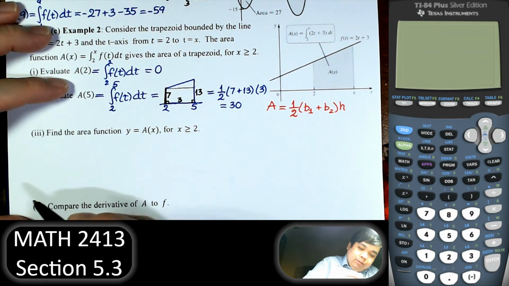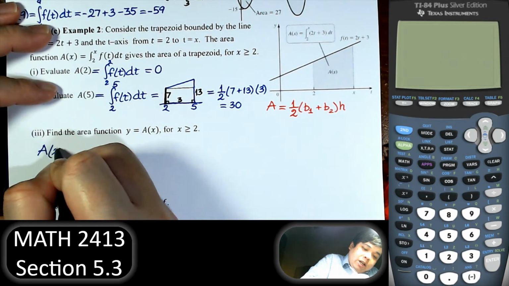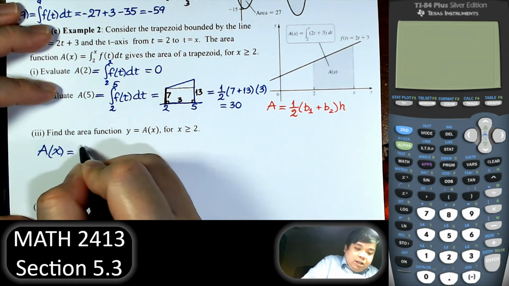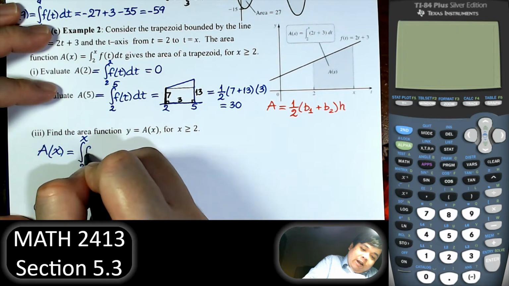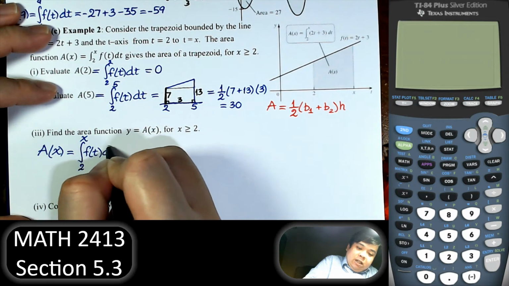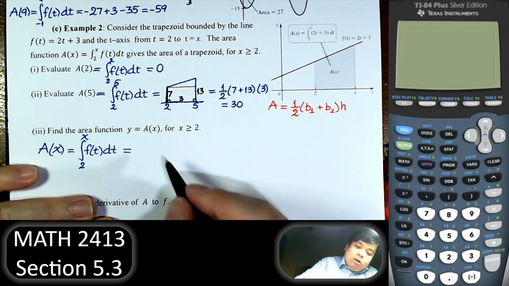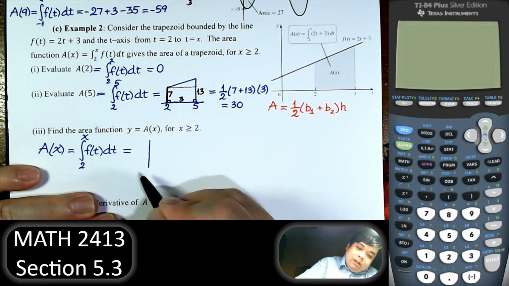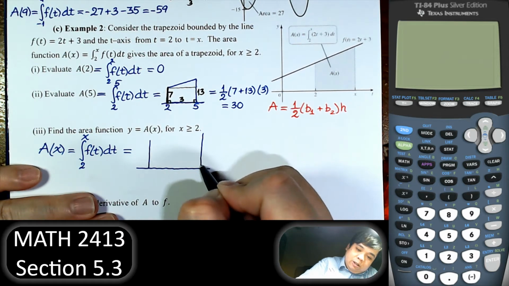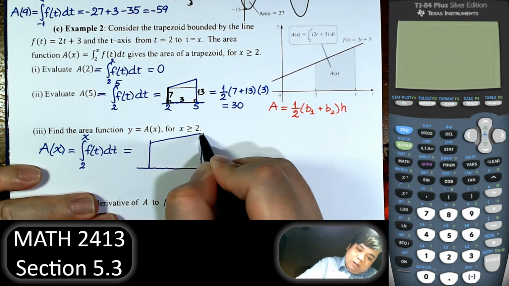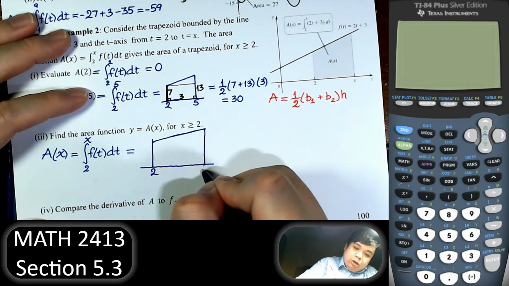Now, what if we're going to do that in general for x? Well, in general, we're going to go from 2 to x. So the integral will go from 2 to x, f of t dt. We're going to draw a trapezoid again and try to find the area of that trapezoid, from 2 to x.